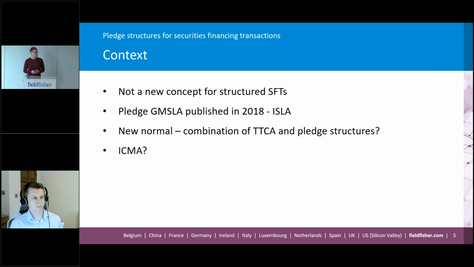And there are quite a few benefits to it. So what we're seeing, and what the expectation is, is that as people get more used to this new master agreement and the pledge structure, people will use a combination of title transfer and pledge while they're trading stock loan and repo with their counterparties.